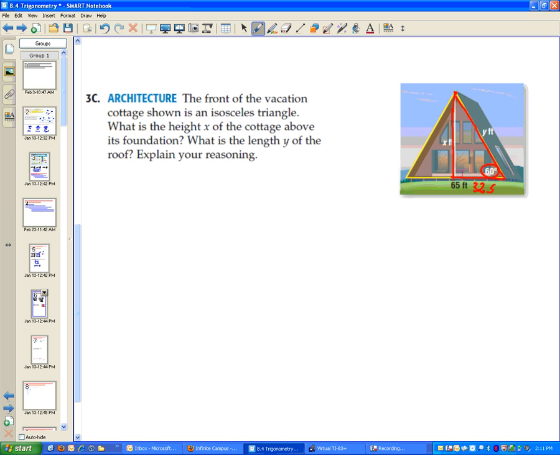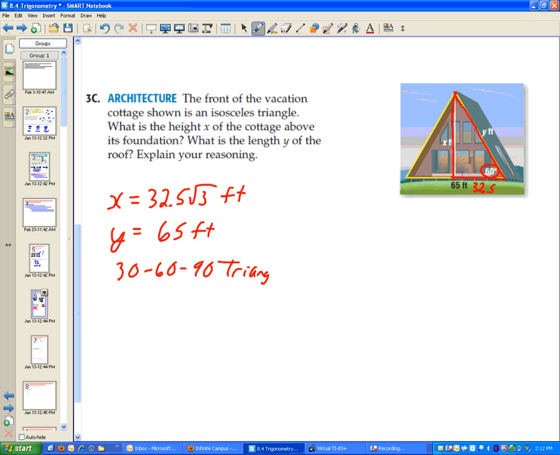So what do I multiply that by to get x? Square root of 3. So 32.5 times the square root of 3 feet, that's x. What do I multiply 32.5 times to get y? Times 2, so I get my 65 feet back, don't I? Explain my reasoning. 30, 60, 90 triangle. But wait, there's more.